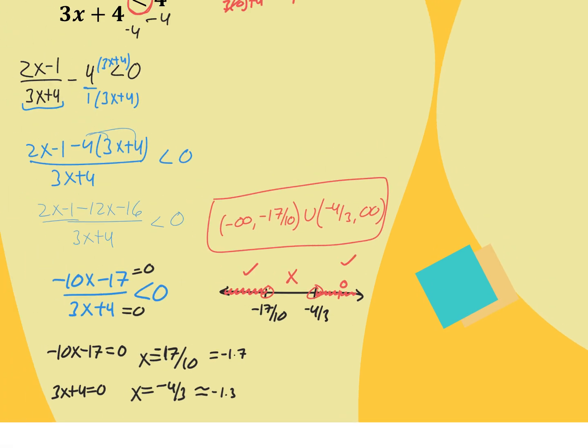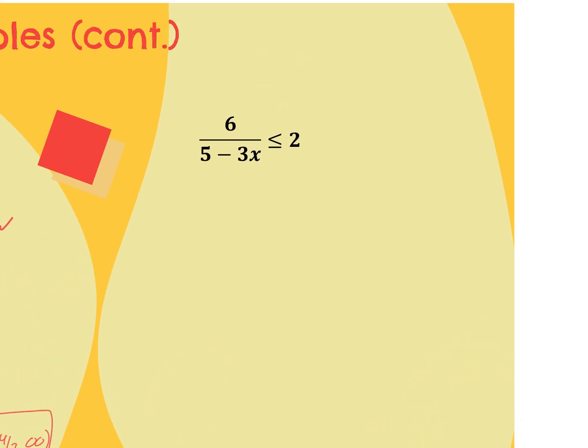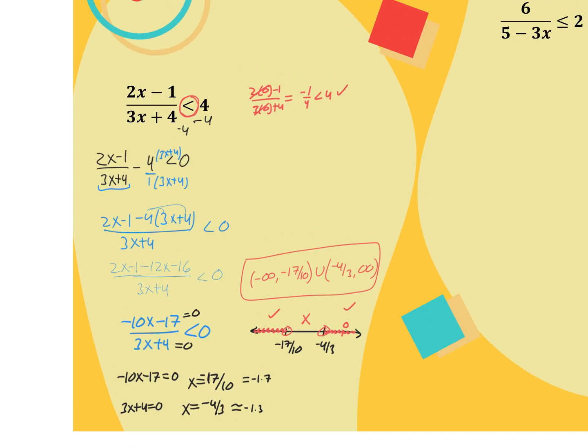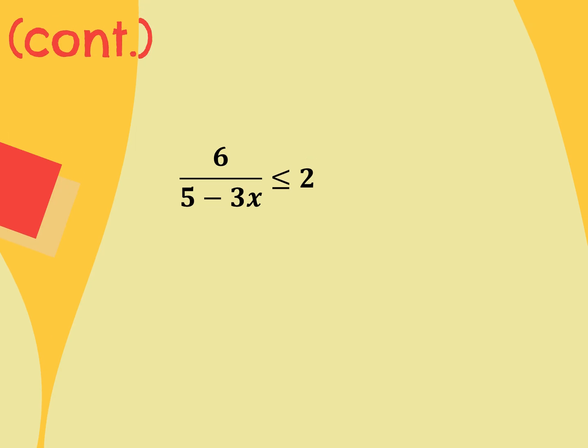All right, so let's try the same thing with the next one. Let me zoom out so that you guys can see everything first. So you guys, this is the entire problem. I'll try the same thing over here. I want to get the 2 to the other side, and then I end up with a 6 over 5 minus 3x minus 2 is less than or equal to 0.